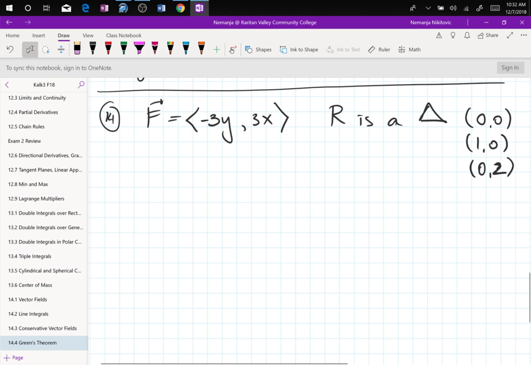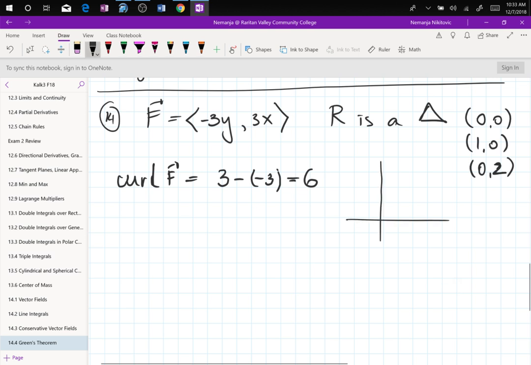So what I need to do is to compute the curl of f. Curl of f is the partial derivative of 3x is 3 minus partial derivative with respect to y of f is negative 3. So it's 6. So curl is 6. And then I need to draw the region so that I can set up my double integral area. And we're done.